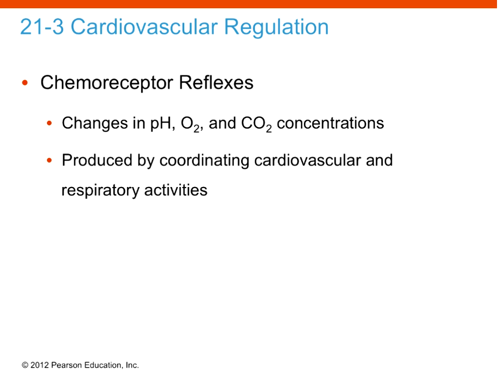Chemoreceptors are kind of like baroreceptors in that they're going to detect changes. Unlike baroreceptors, chemoreceptors are going to detect changes in, that's right there in the name, chemicals. So changes in pH, how far we're getting away from 7.4, which is that slightly basic pH that we have in the blood, and changes in oxygen and carbon dioxide concentrations. When those triggers are set off, that can produce coordinating cardiovascular and respiratory activities in order to bring the body back into homeostasis or to deal with this issue, if you will.